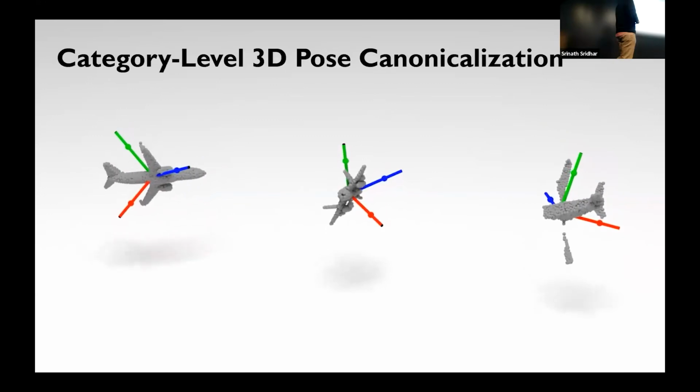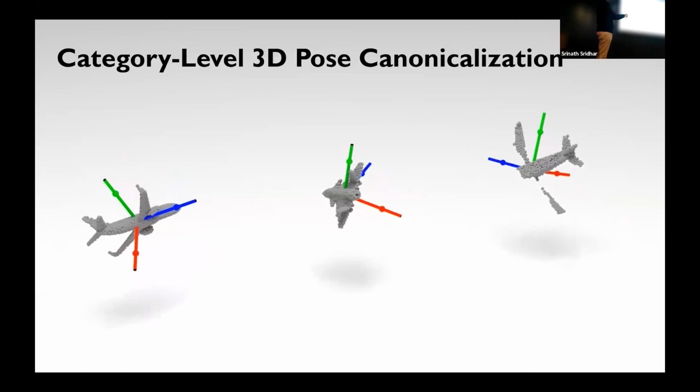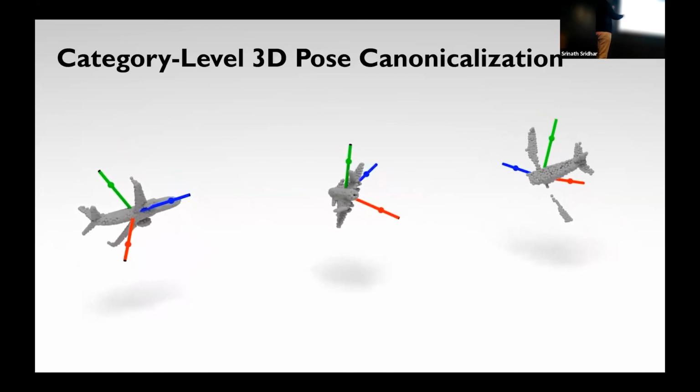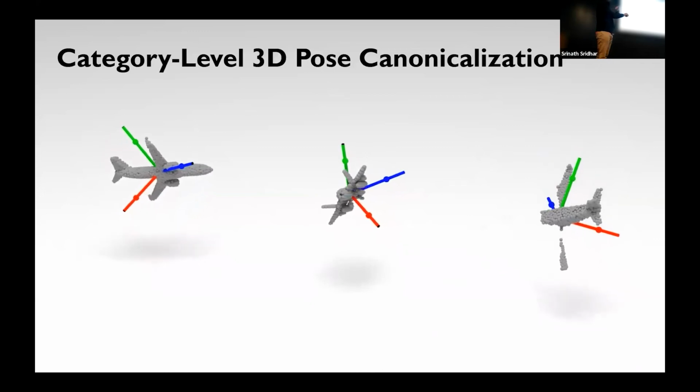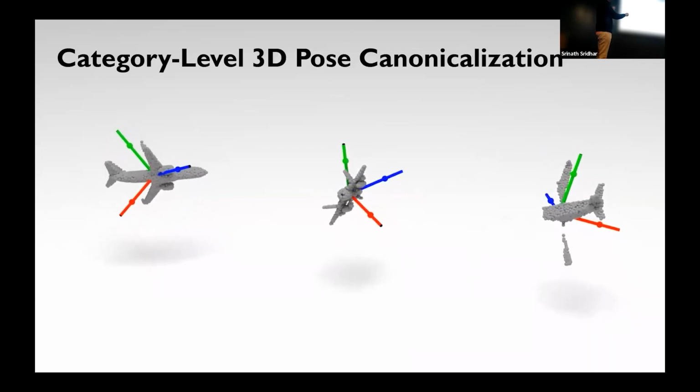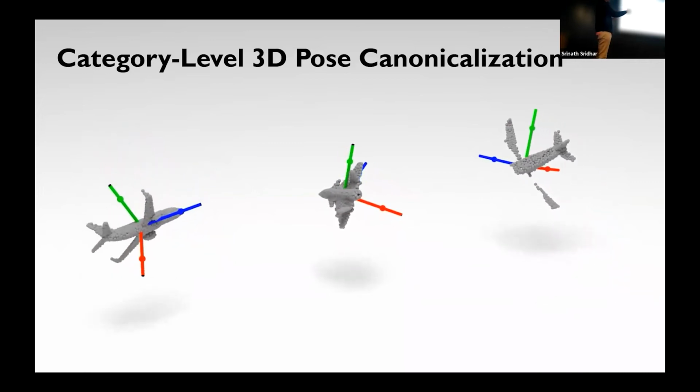The notion of category level pose canonicalization extends this to instances within that category. So in this case, we have an aircraft here. We have a very different aircraft, in this case a fighter jet. And what we want is for the predicted canonical pose to be consistent across these different shapes, and also for partial shapes.